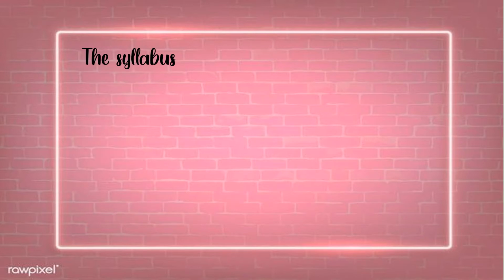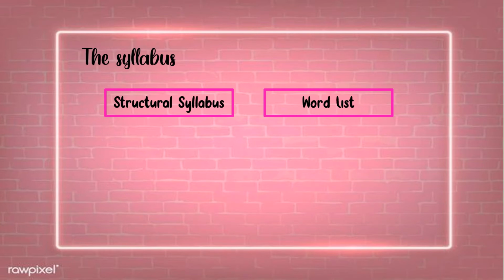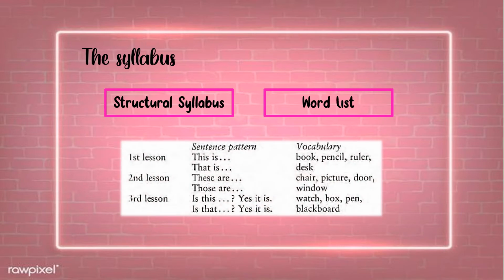Situational language teaching uses a structural syllabus and a word list, which is a list of the basic structures and sentence patterns of English, arranged according to their order of presentation. Here we have an example of a word list.